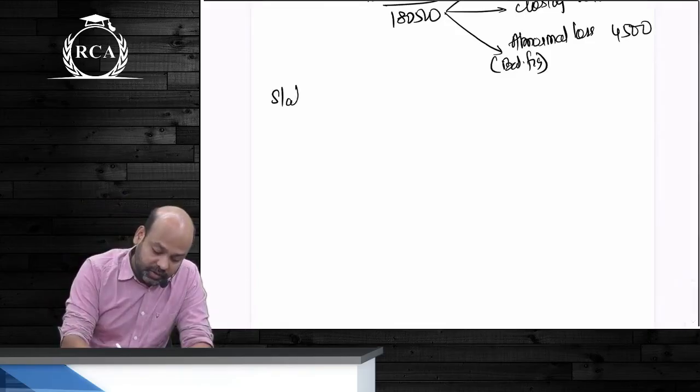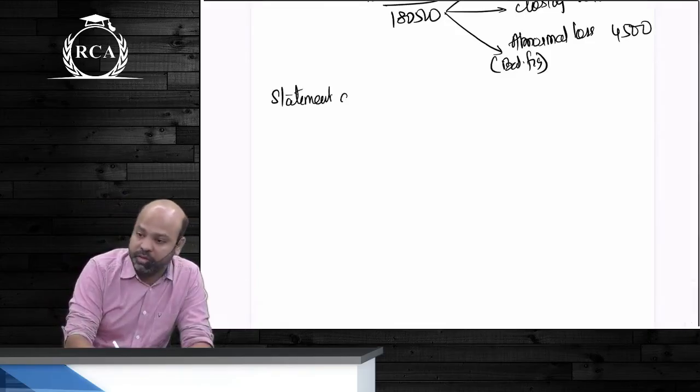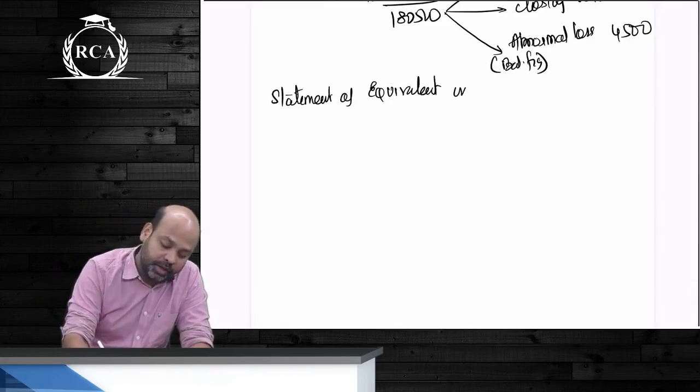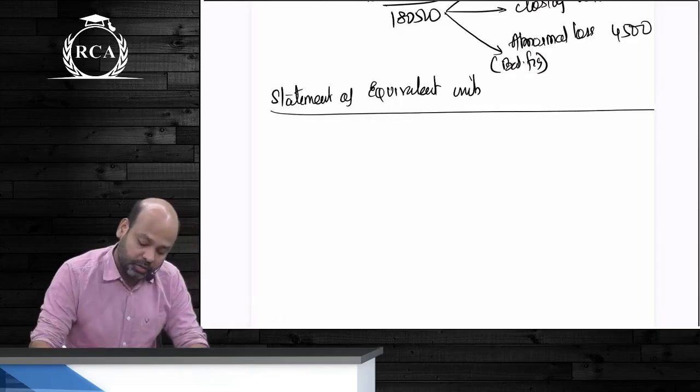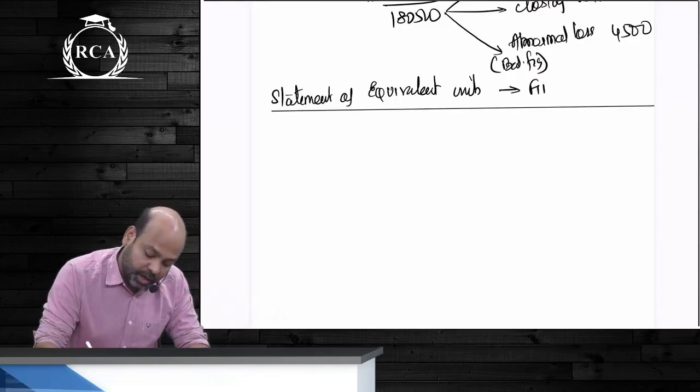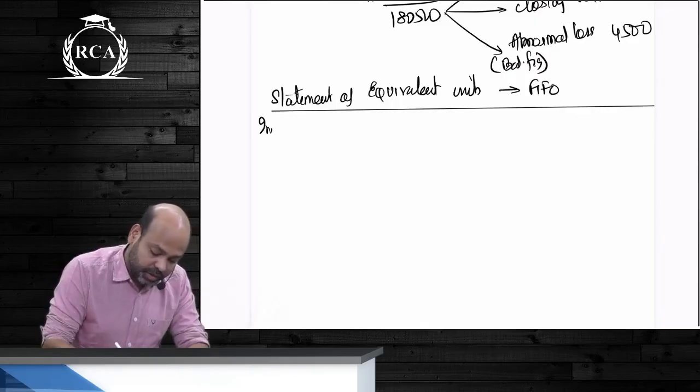Now when you present the statement of equivalent units, it is important, beta, that we show how much is the amount of finished product out of opening work in progress and how much is the finished product out of current month input.